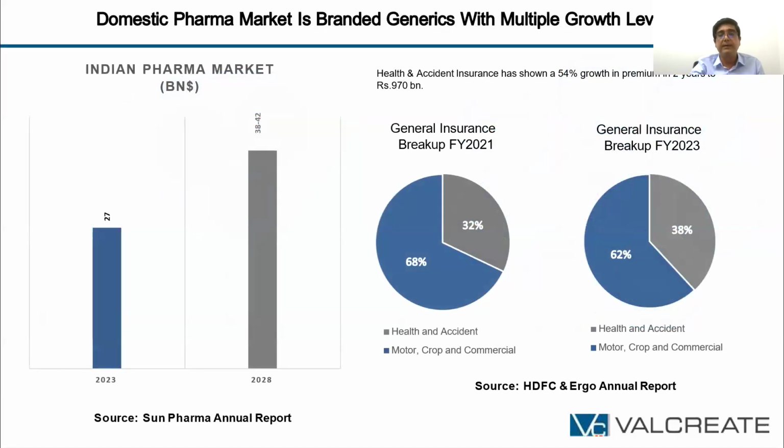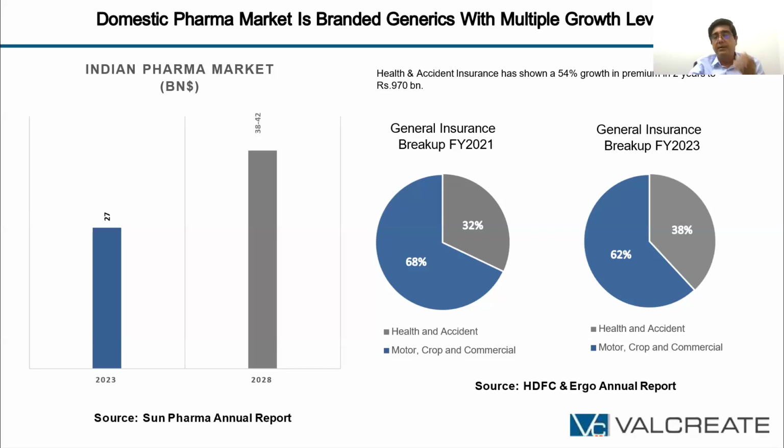Our market is growing. Right now, it's a $27 billion domestic market. There's another $25 billion export market. And I think by 2028, and this is obviously based on company projections, we would be reaching $38 to $42 billion. We are growing at low teens to mid teens.